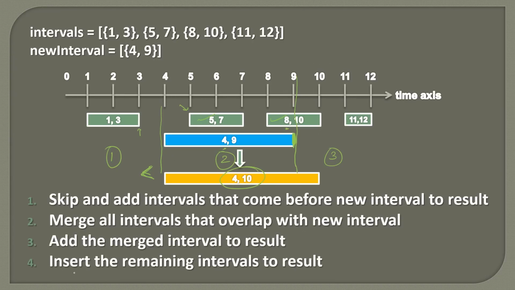And finally we insert the remaining intervals to the result. So these are the remaining intervals. There can be many intervals like this. We just insert them into the result because they are non-overlapping and mutually exclusive. So this region covers this part, this region covers the overlapping part, and this region covers all the remaining elements. All these regions will be captured by a simple while loop in the algorithm. So let's move ahead and see the algorithm.